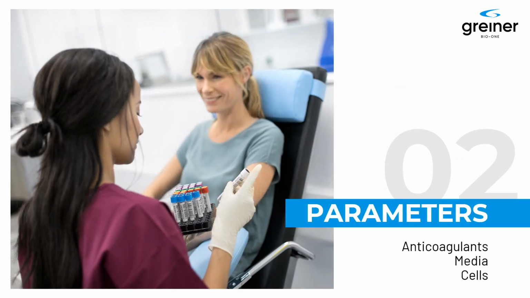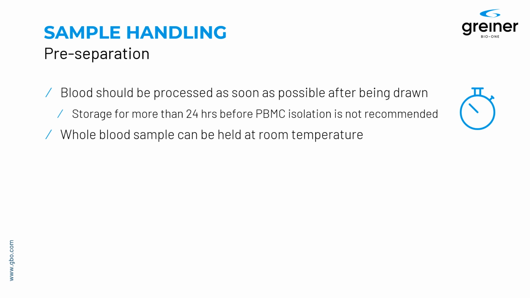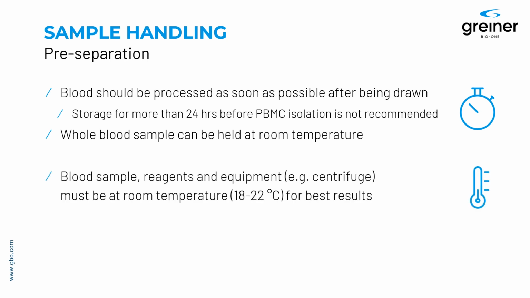For the second part of the presentation, I'd like to highlight some key parameters for the separation procedure. Before separation is started, the following important points should be considered. In general, the blood should be processed as soon as possible because the cell quality deteriorates with increasing time. Reasonable results can be obtained until 24 hours storage time. Several studies suggest to store the blood sample at room temperature. Moreover, the blood sample that is ready to be used has to have room temperature as well as reagents and equipment for best separation results.